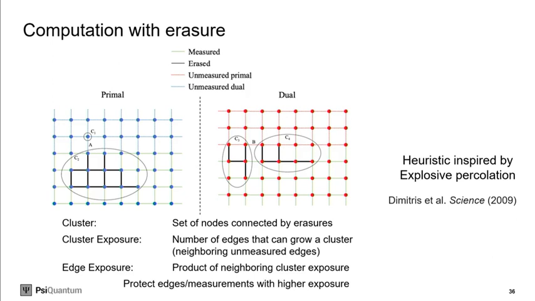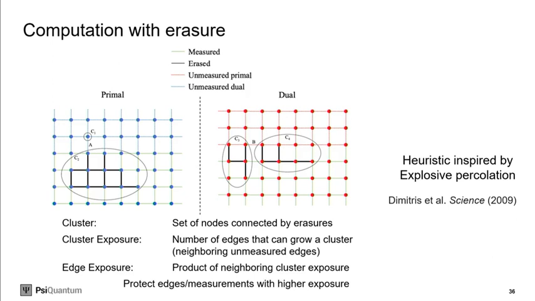So we define this quantity called exposure, which essentially tells you how bad each erasure cluster is, and we define an edge exposure, which is the product of the neighboring cluster exposures, and that basically tells us how important an edge is. And the heuristic is simple: just protect edges or measurements which have a higher exposure.